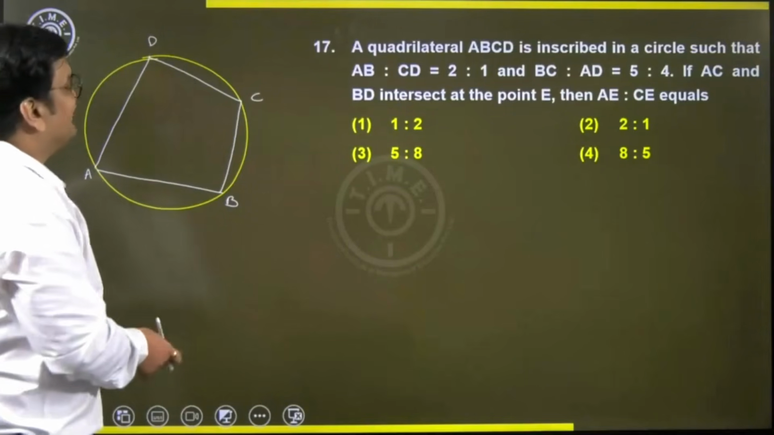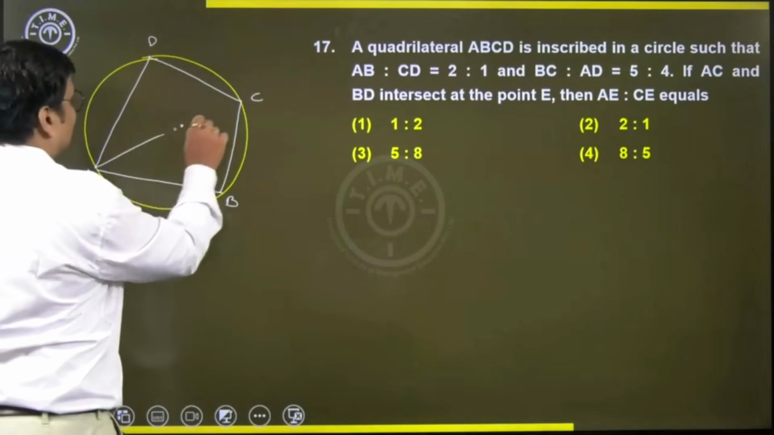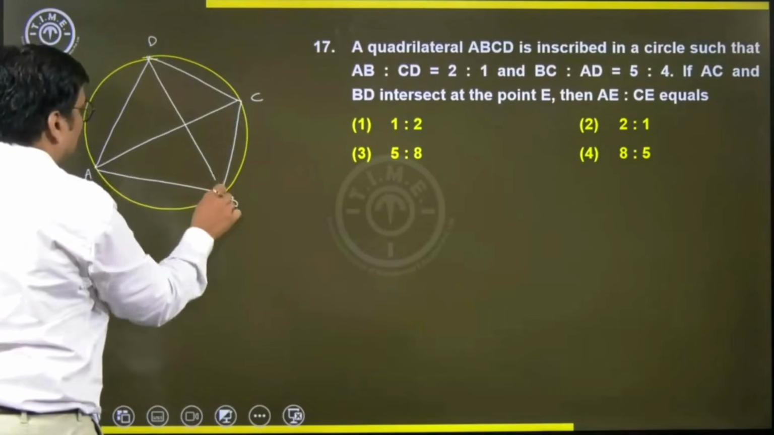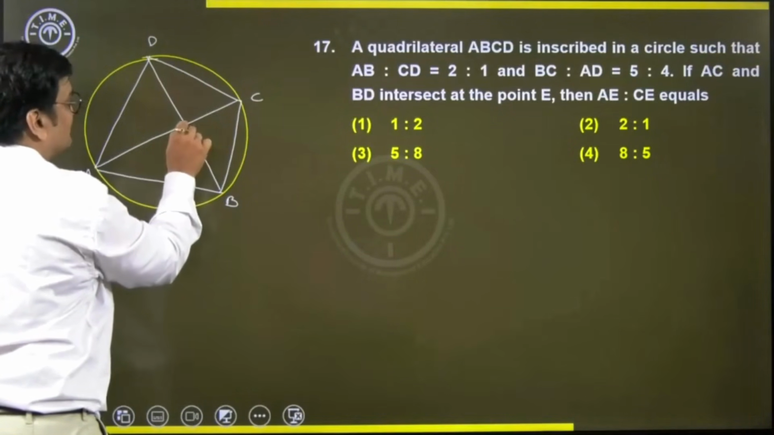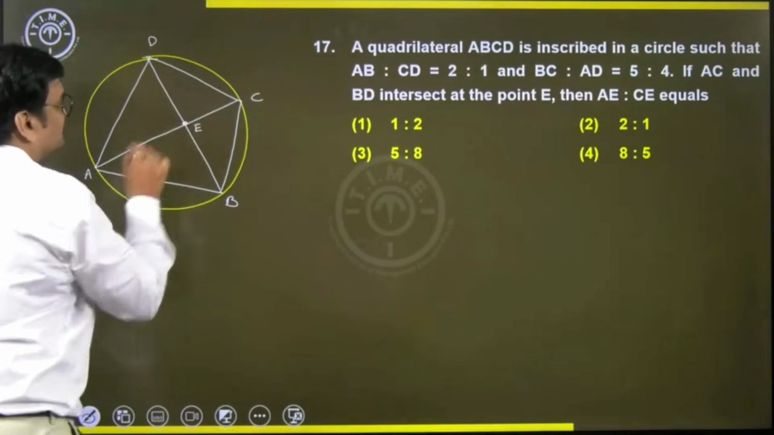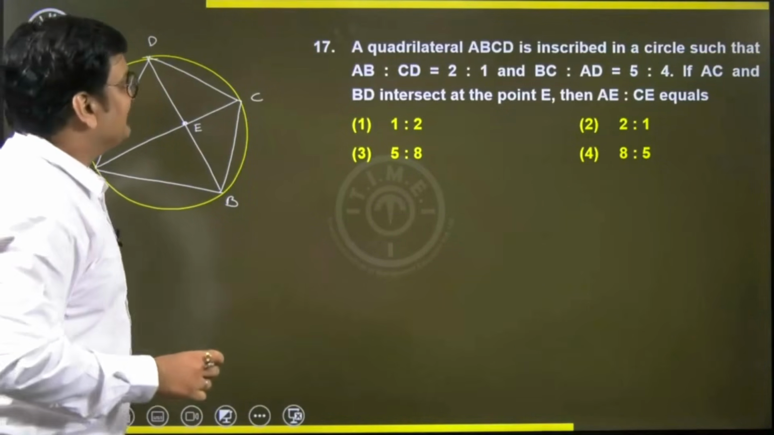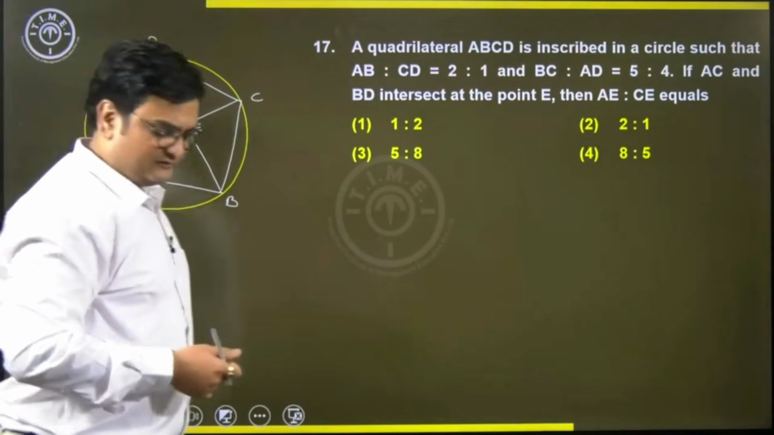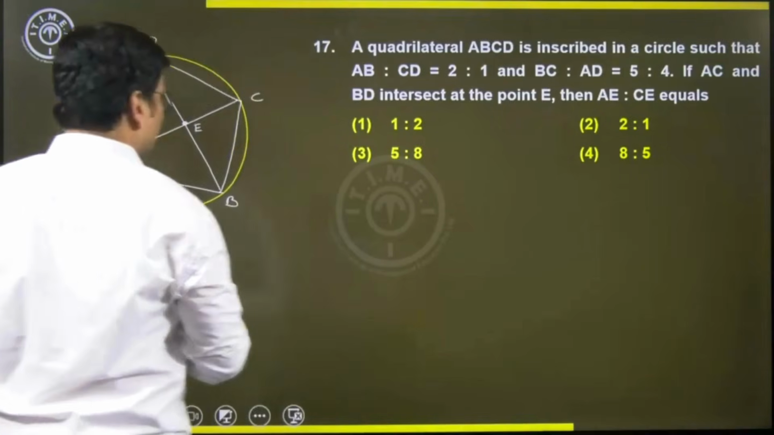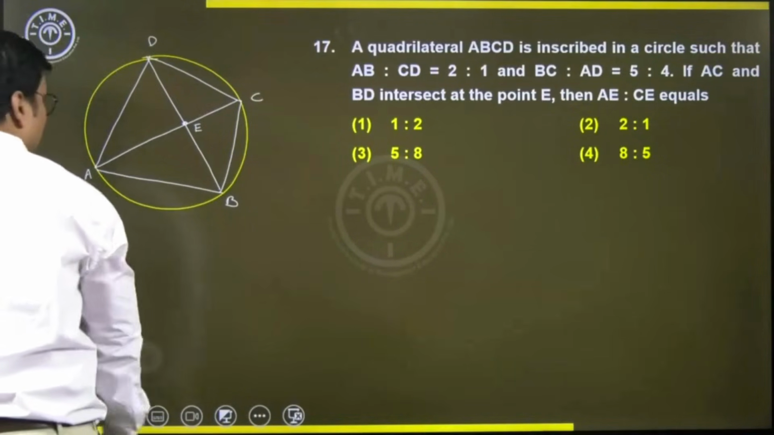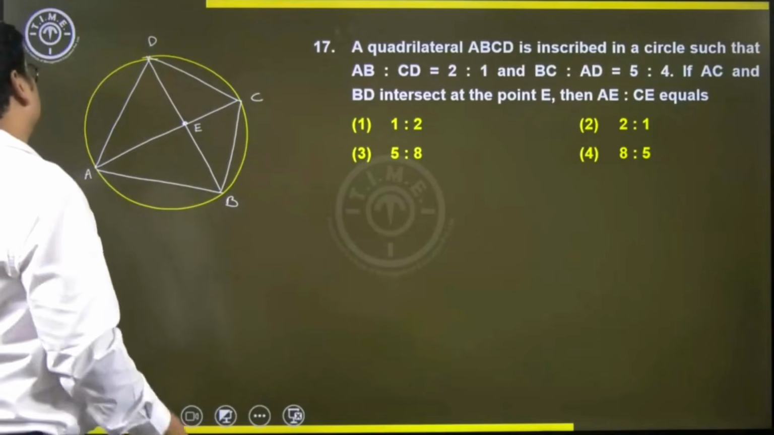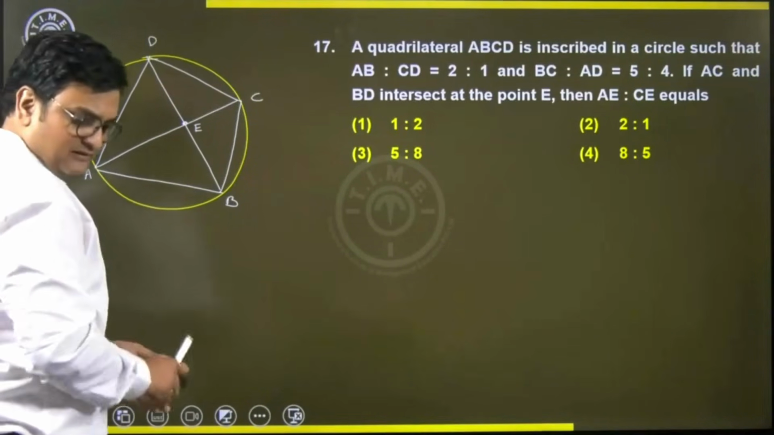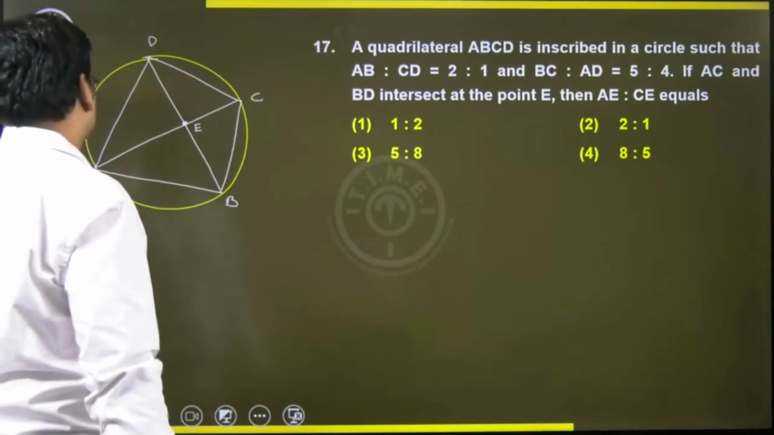If AC and BD intersect at point E, so the diagonals basically intersecting at point E, I note. Then AE is to CE. So AE is to CE equals how much? So AE is to CE will be how much? Okay, let's try to figure this out. Let's see what can be done for this, right?